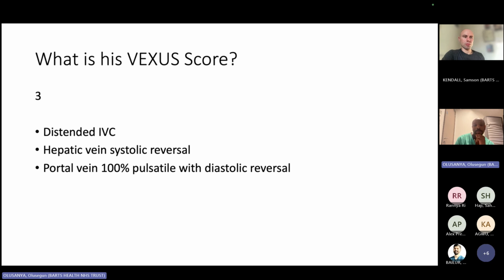Here's another paper. So remember we talked about VExUS and volume? So does VExUS actually correlate with your volume status? This uses something called the mean systemic filling pressure, which is a very clever mathematical way of working out your volume state, and looked at the correlation with VExUS. Now, what it shows here is that there is a correlation when you get to VExUS 3 with an elevated mean systemic pressure, but not really at VExUS 1 or 2.